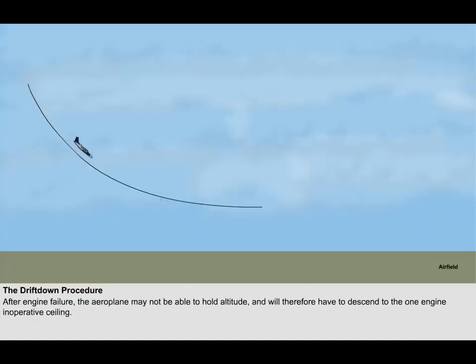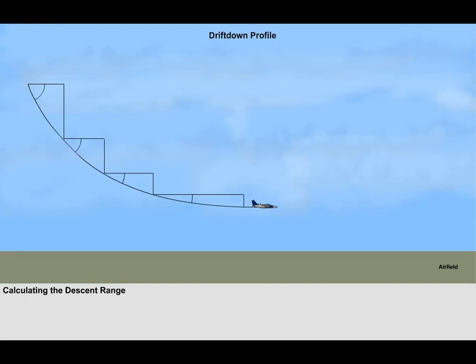In summary then, after engine failure in the cruise, the aeroplane is forced to descend. But as it descends, the aeroplane can slowly reduce the descent angle until the aeroplane can once more fly level. This procedure is known as the drift-down procedure, and it produces a drift-down flight profile similar to the one shown on screen. It was stated that calculating the descent range for a twin-engine aeroplane after engine failure was complicated, and the reason, which is now hopefully apparent, is that the descent gradient or descent angle is constantly changing.